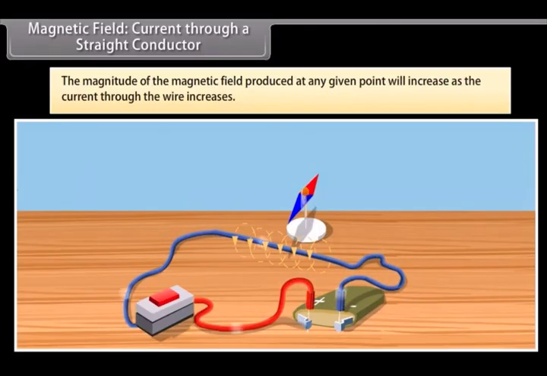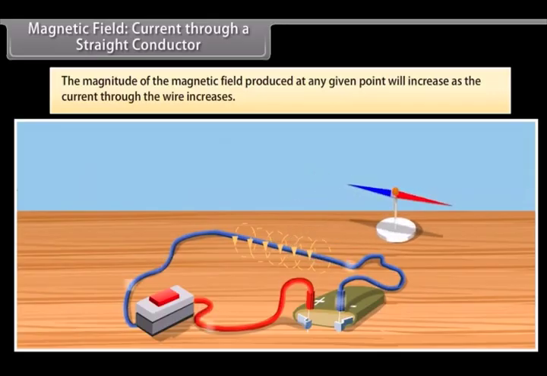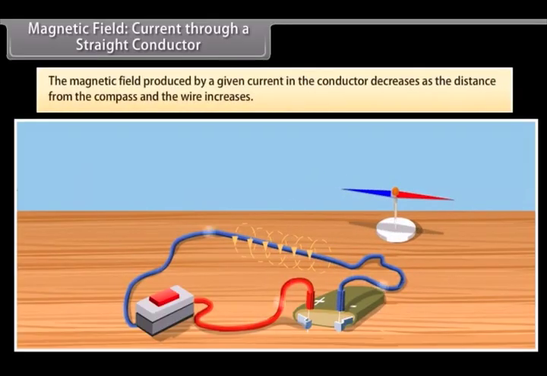Now try moving the compass away from the current passing through the wire. You will see that the magnetic field produced by a given current in the conductor decreases as the distance between the compass and the wire increases.